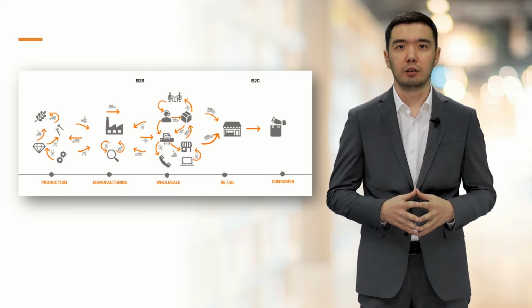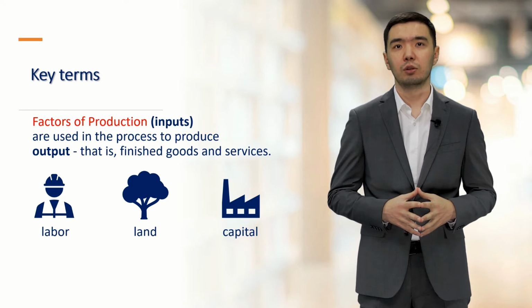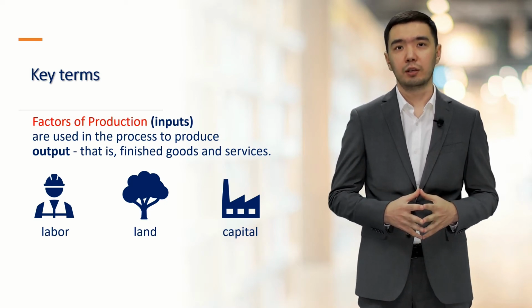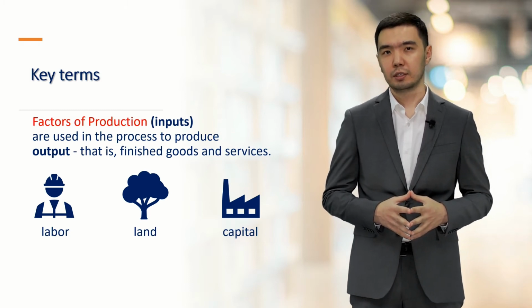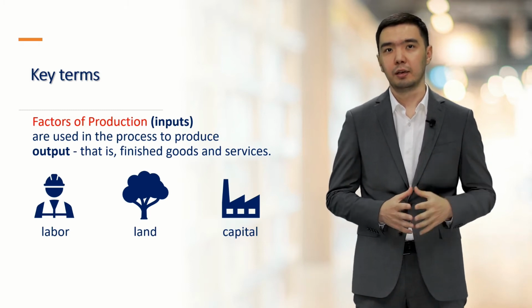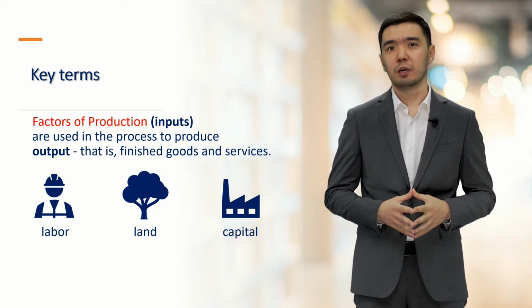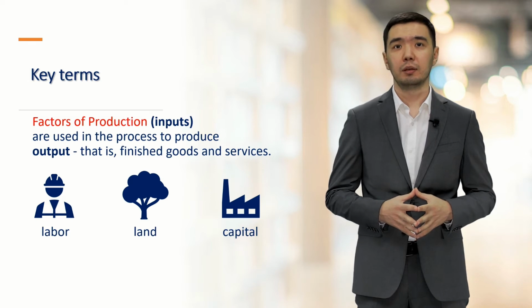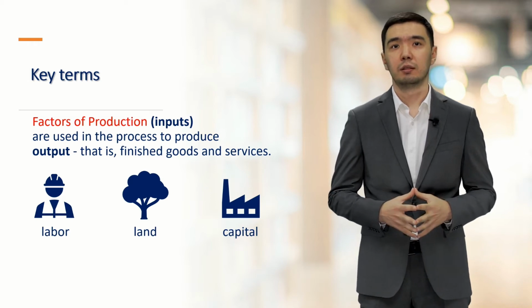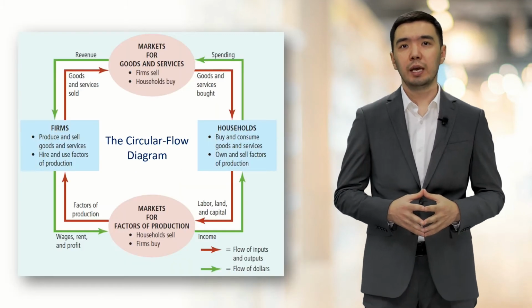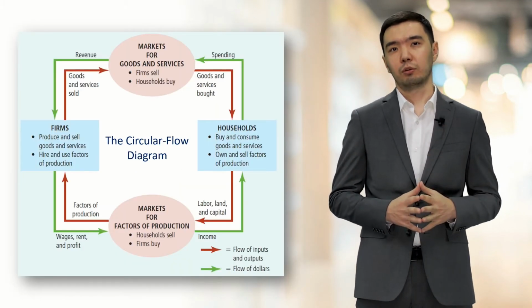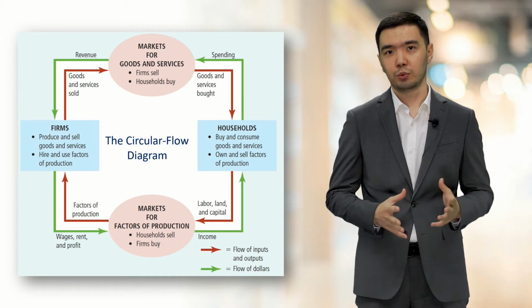Factors of production are the inputs needed for the creation of a good or service, which is output. The factors of production include labor, land, and capital. Remember this: labor, land, and capital. It is important. Labor is our workforce, land is natural resources, and capital is buildings and machines that are used in the production process. So, today we will study two simple economic models. Let's start with the first one.